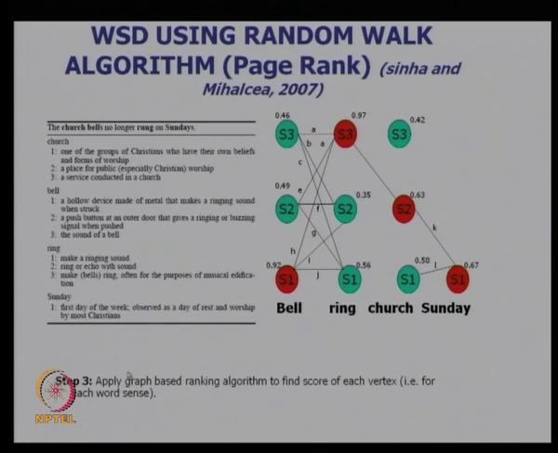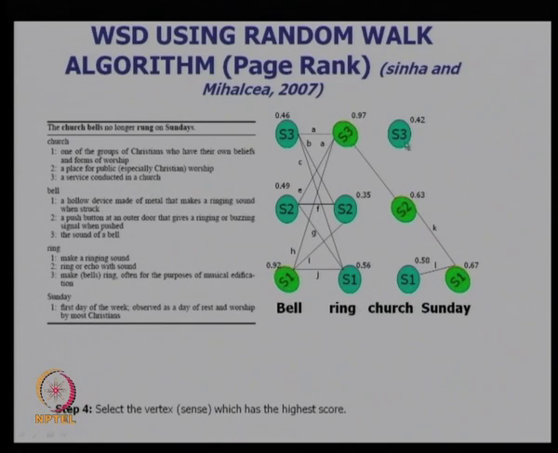In step 3, we use the graph based ranking algorithm to find the score of each vertex, that is for each word sense. So, when this algorithm is run, then we find that at the convergence, these are the winner senses. So, S1 is the winner sense for bell, S3 is the winner sense for ring, make bells ring, often for the purpose of musical edification. Okay, we stand corrected here. We earlier said it is the first sense which was applicable. In this particular context, it is the third sense which is applicable.